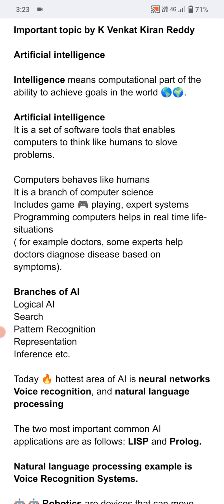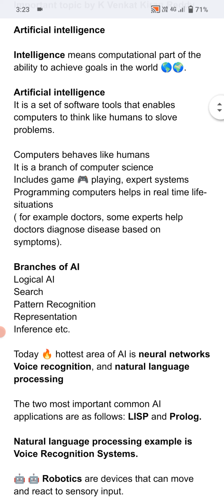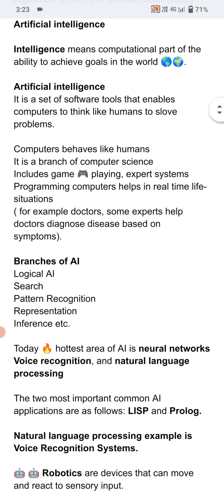Branches of artificial intelligence include: logical, search, pattern recognition, representation, and inference artificial intelligence. Today, the hottest area of artificial intelligence is neural networks. Neural networks means our human brain neurons act as the decision maker for artificial intelligence. Whatever we think, the computer also thinks, the way our brain thinks.